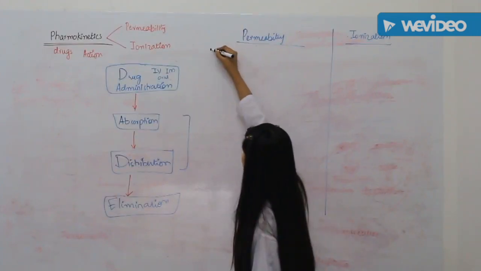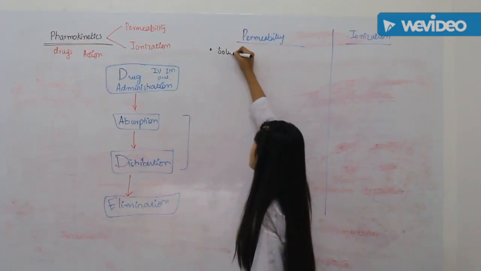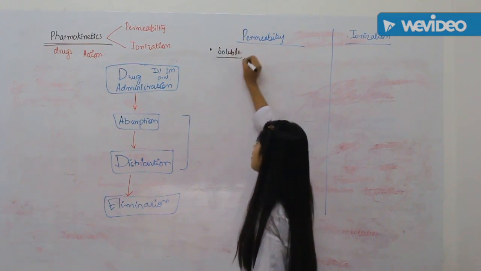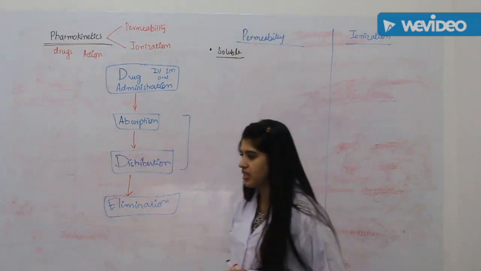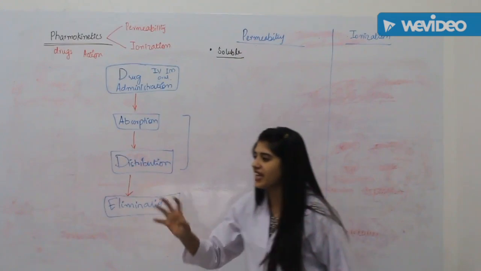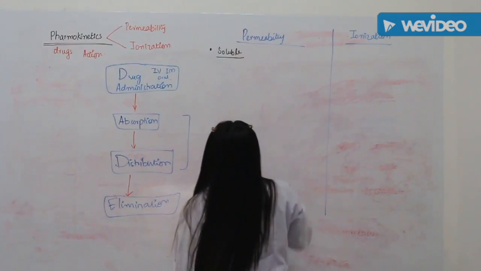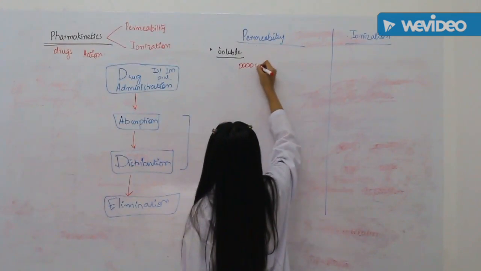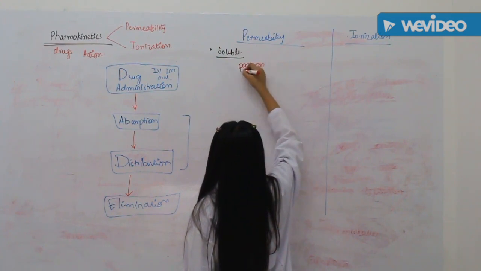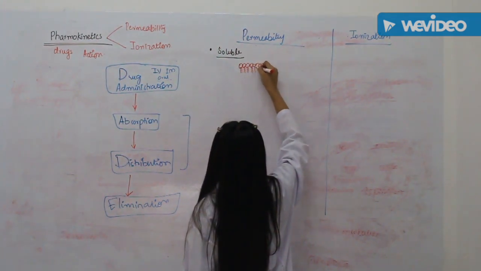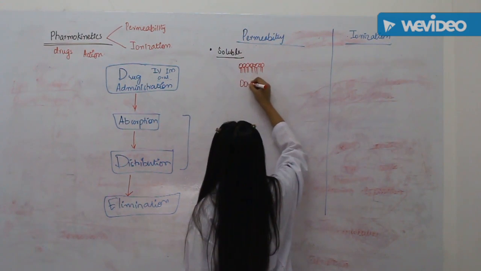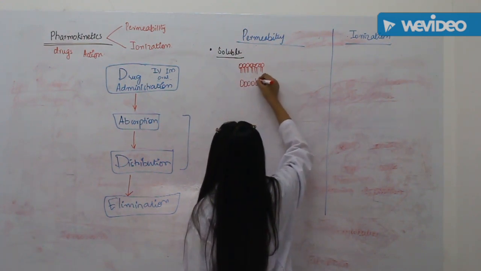Okay, solubility means how much the drug is soluble in our body, like whether it is water soluble or lipid soluble. With lipid solubility, drugs can cross the membranes. Let me draw it for you. This is the membrane, a typical membrane, but this is a lipid barrier.